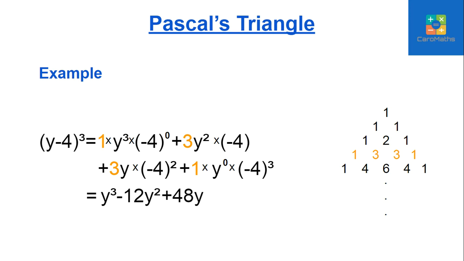so that gives us plus 48y. And finally, you've got minus 4 to the power of 3, so it is raised to an odd number, and that means that the resulting term will be negative. So minus 4 to the power of 3 will be minus 64. Y to the power of 0 is just 1, so the resulting term will be minus 64. So the final expression is y cubed minus 12y squared plus 48y minus 64.